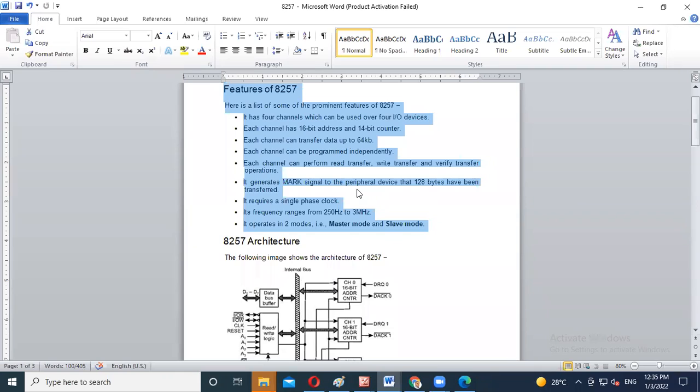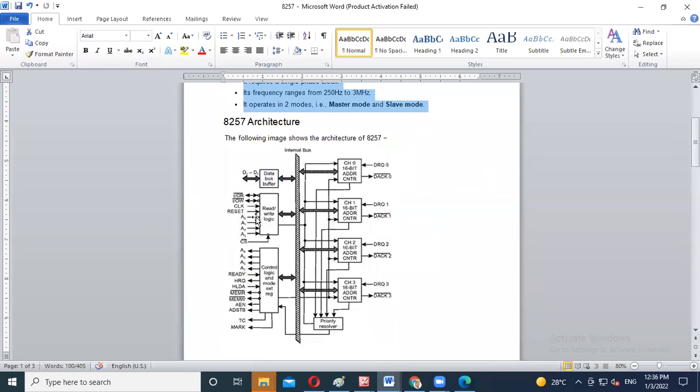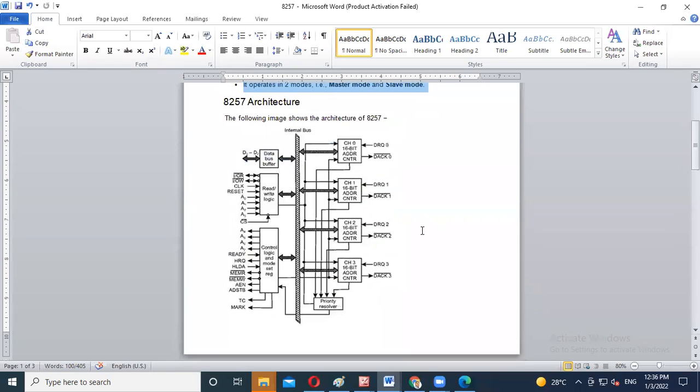But 8085 is static, not dynamic. These things you have to remember. So here also, in this architecture of 8257, mainly four channels you have to use. All these four channels are the same. So not only four channels, as per requirement.